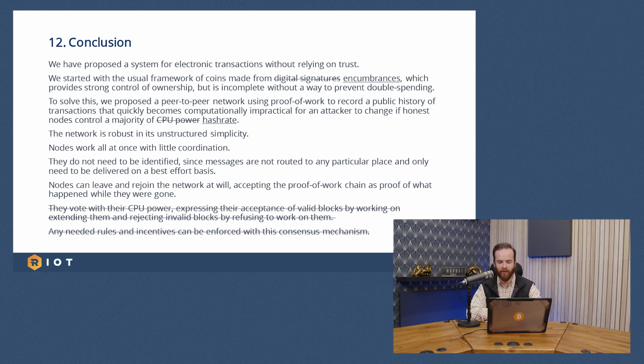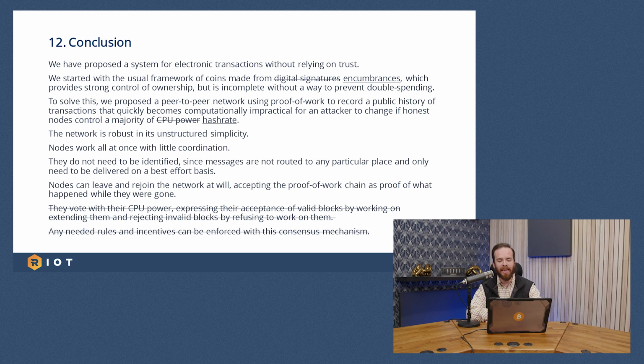Expressing their acceptance of valid blocks by working on extending them and rejecting invalid blocks by refusing to work on them. And so, I think that might apply to mining pools, but I think that it creates exclusionary language against nodes, meaning that you can reject an invalid block by just rejecting it and not updating the ledger, right? You don't have to refuse to work on it. All you have to do is refuse to use it for updating your transactions.